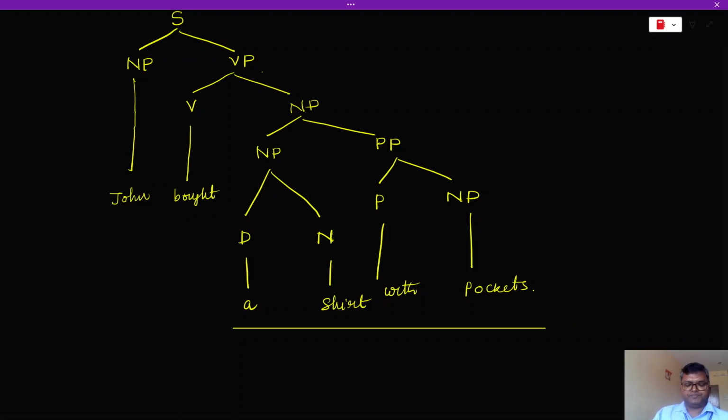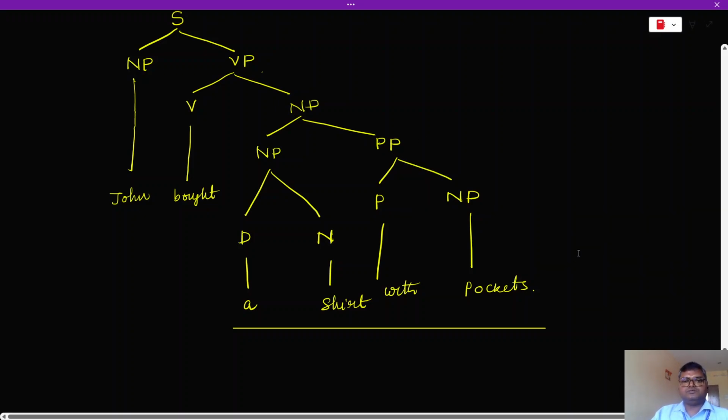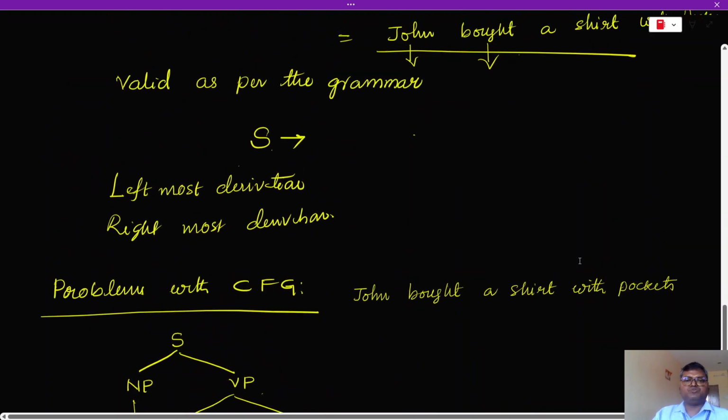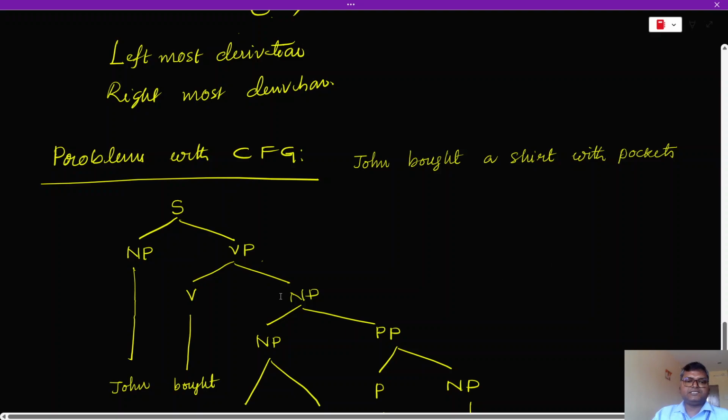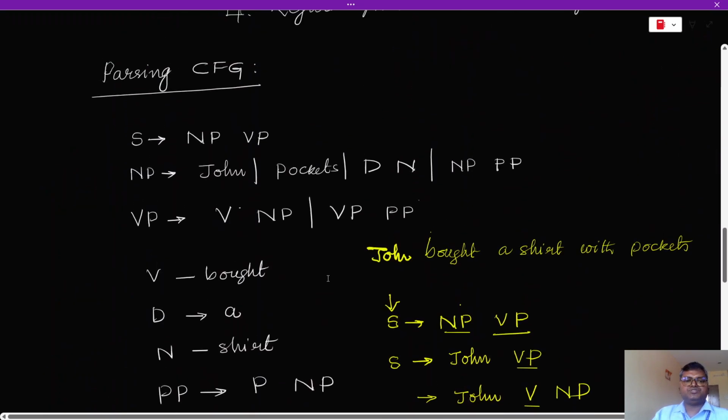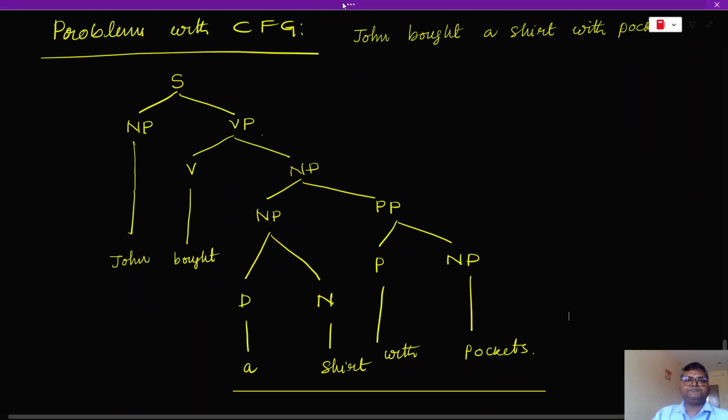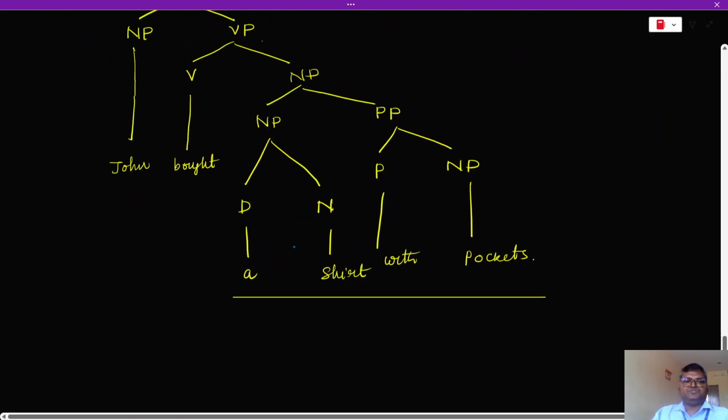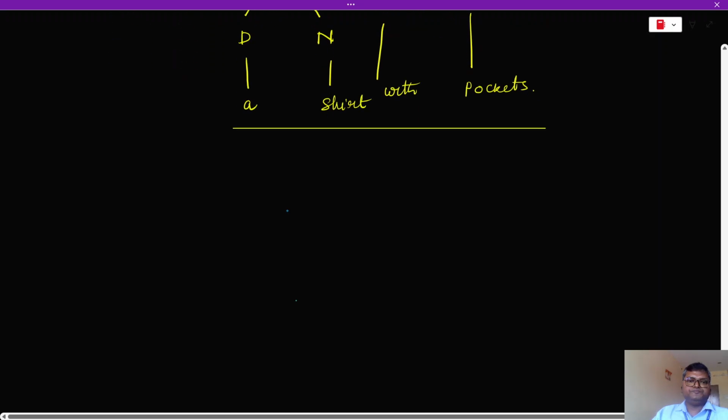This is one meaning. Now let us try to derive another tree with the same. But what we will do is, in the second step, when we expand VP, instead of taking V and noun phrase, we will take VP and PP. Now let us do that. What I am discussing is disadvantages or limitations of the CFG.